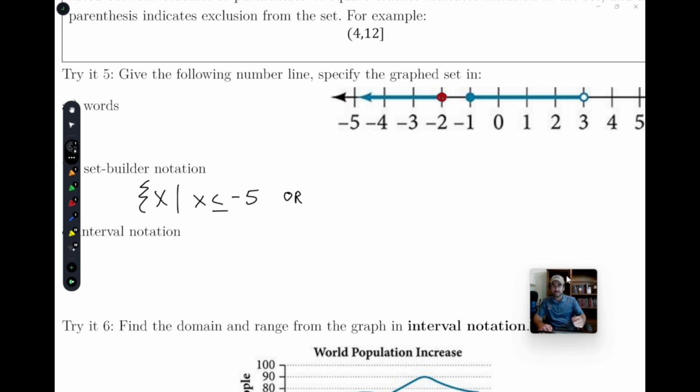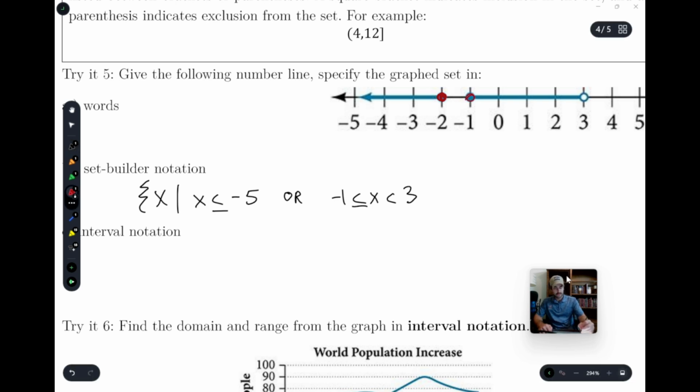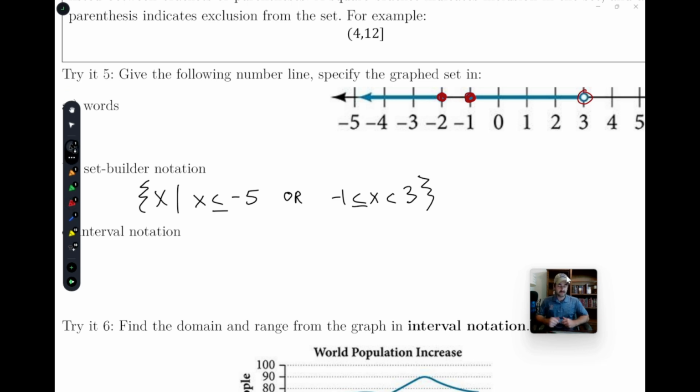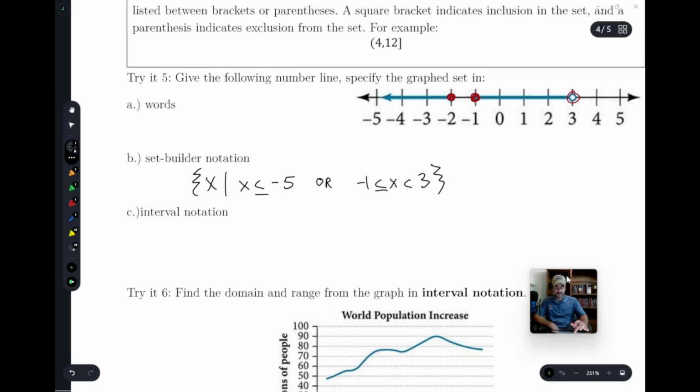But we've got another place that x could be. So we write an or. We say x has to be less than negative 5, or x could be in between negative 1 and 3, it looks like, with an inclusive at negative 1 and an open circle at 3. And then we can close up the set and say, there's set builder notation. X is either less than negative 5 or in between these 2 restrictions.